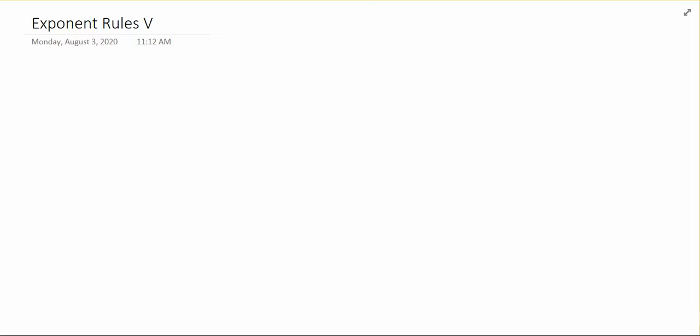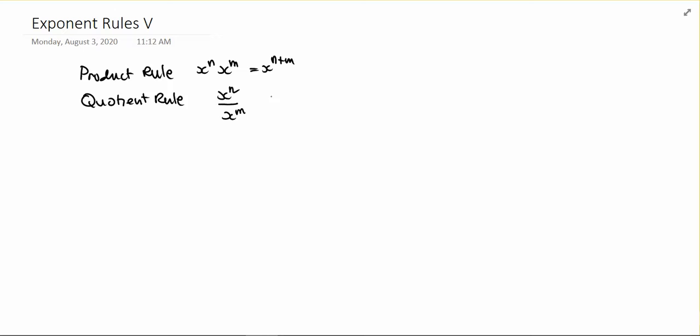Alright, so let's take a look at some simplification problems using all the rules. Just to recall the rules, let's write them down. The rules are, we have the product rule, which says x to the n times x to the m is x to the n plus m. We have the quotient rule, which says x to the n divided by x to the m is equal to x to the n minus m.